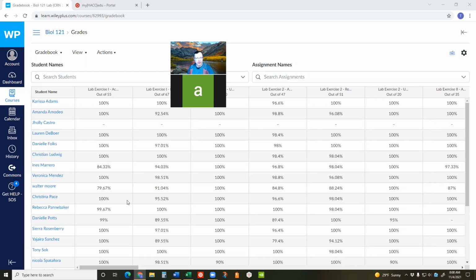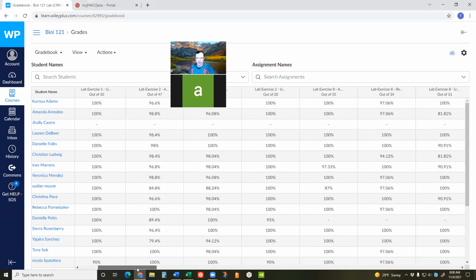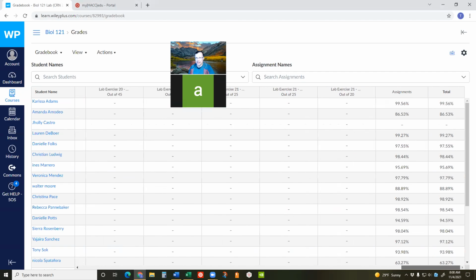But what I want you to do is, on your screen where you're seeing your various assignment grades, there should be a scroll bar perhaps at the bottom where you can scroll the whole way over to the right. There should be a final column on the right that says total. So question in the chat window, do you see the total column?